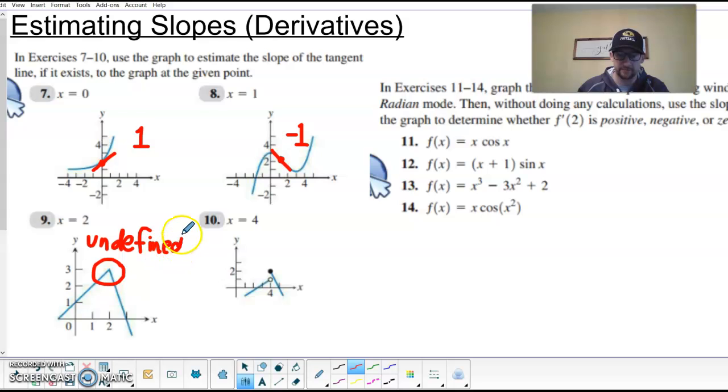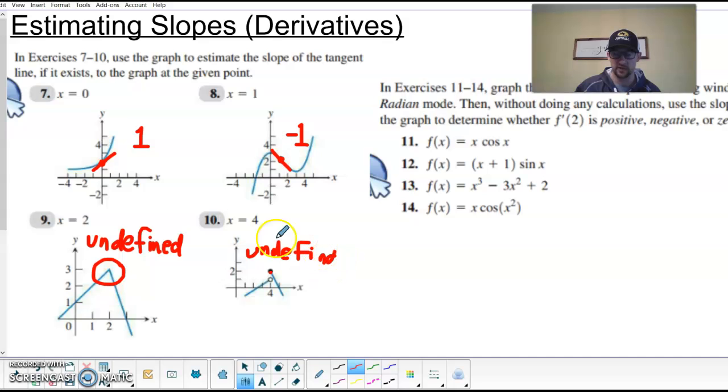Number 10, what's the slope at 4? Well, at 4, I have this point right here, but coming from the left, I'm somewhere different. So again, with this piecewise function, in this case the slopes don't match from left and right, but the graph doesn't even come together. There's a hole there. So once again, I'd say that my slope is undefined. It doesn't exist at that particular point.